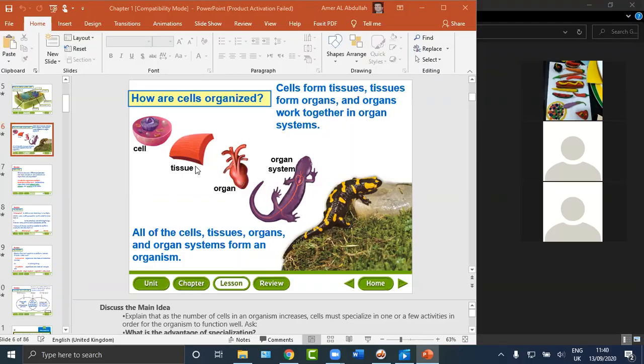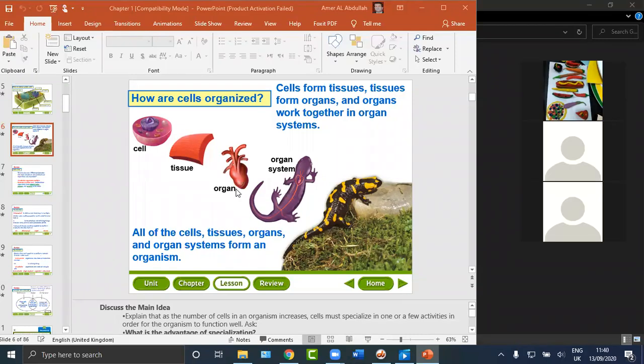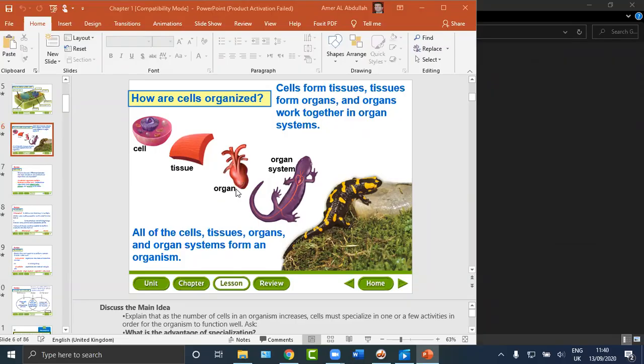How can we get tissue and organ? When the cells combine with each other, they make a tissue. When a group of tissues combine, they make an organ. There is a difference between a unicellular organism and a multicellular one. A unicellular organism has only one cell that performs all life functions. What about the tissue?